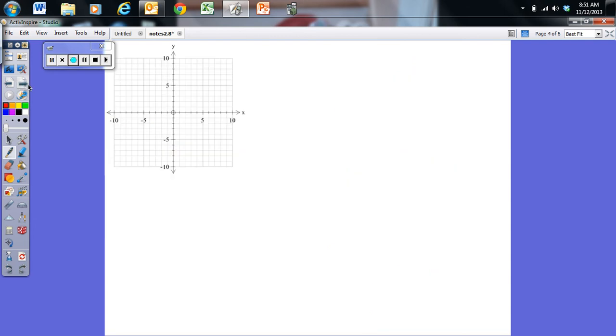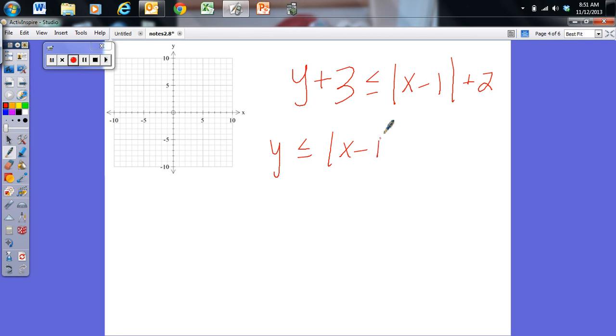Let's try one more. Last one, I swear. Okay. y plus 3 is less than or equal to the absolute value of x minus 1 plus 2. Solve for y.